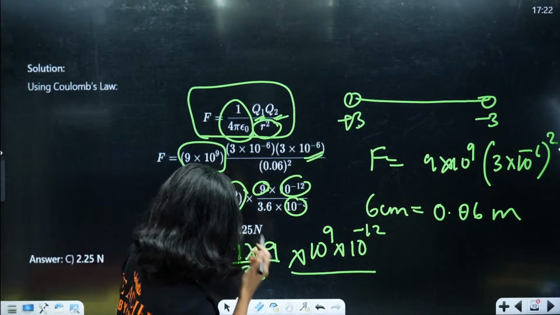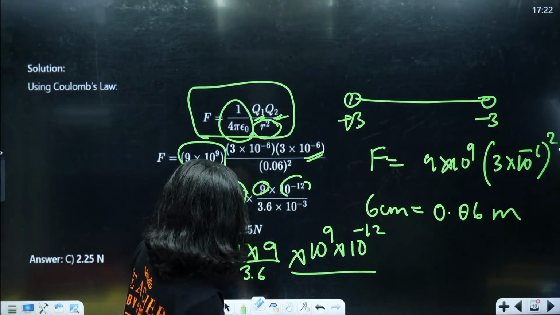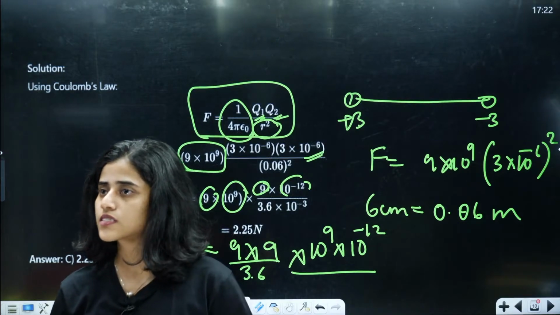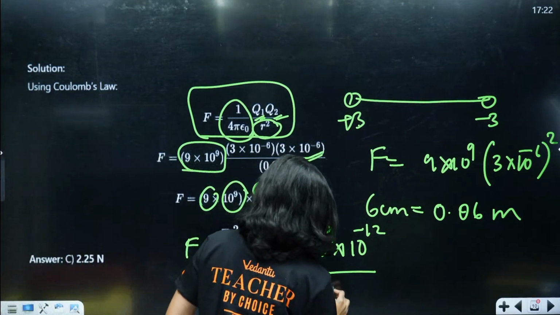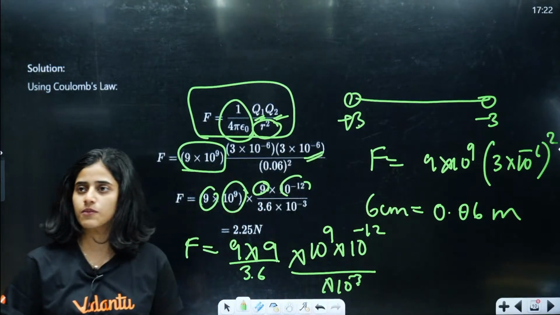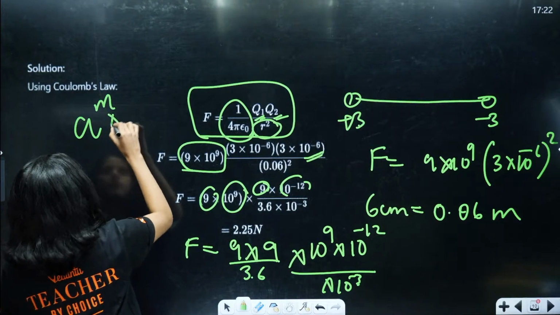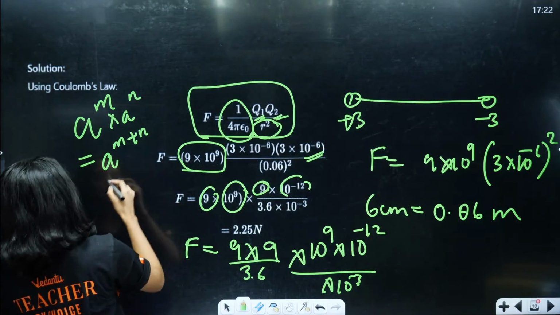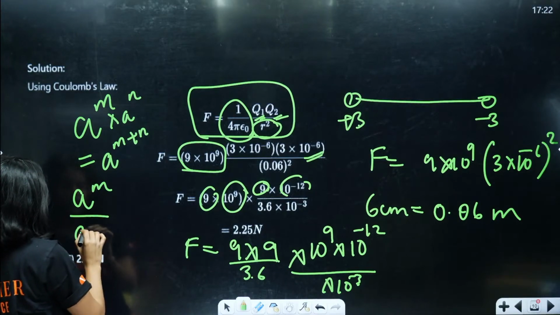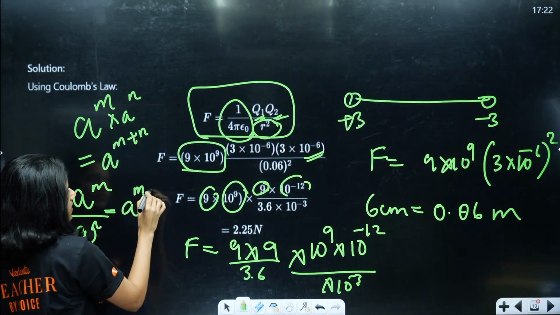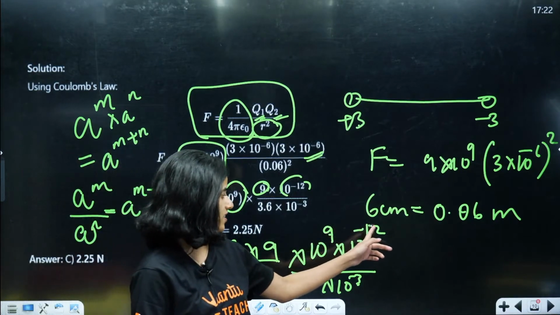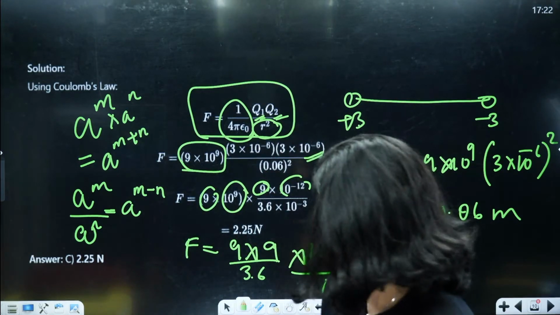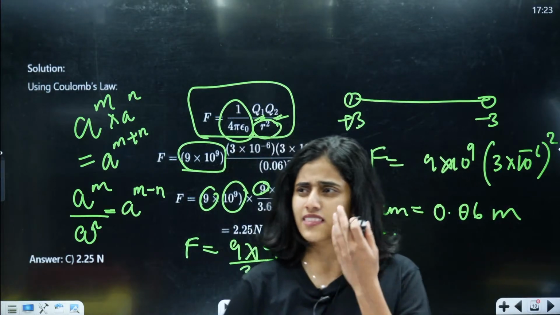And then in the denominator, can you see this? 10 raised to -3. Can you see it there? Yeah, there it's clear, I think. So powers you can solve. You know the basic formula: a raised to m into a raised to n is a raised to m plus n. And then a raised to m divided by a raised to n is a raised to m minus n. So you do 9 plus -12 minus 3. So this is a very basic problem. I think this is clear.